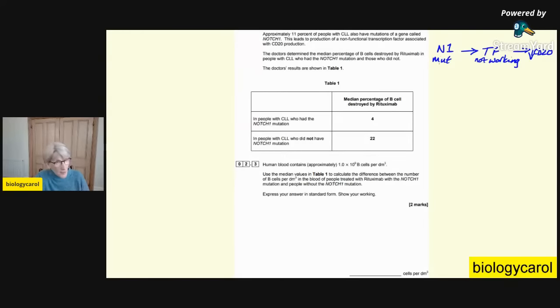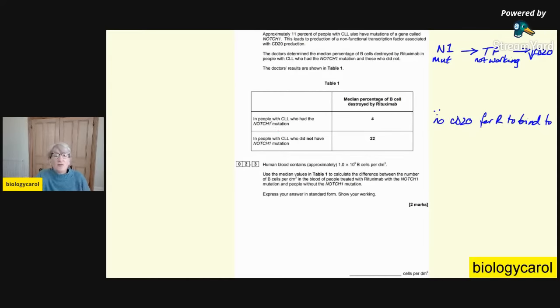Here I am, scrawling notes in the margin. N1 mutation leads to transcription factor not working, which I have just kind of said, well, that must lead to a decrease in the amount of CD20 receptors produced. Because if there is less transcription factor, at AQA A level, you fundamentally learn that the binding of a transcription factor initiates transcription. Therefore, if it's not working, less transcription, less protein.